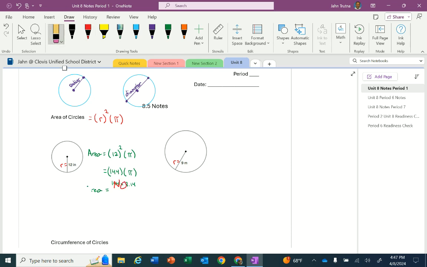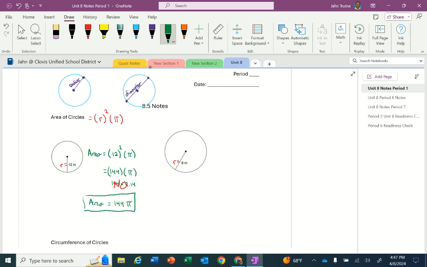So what's the area? How do we write the area? It's simple. You write the area with the symbol pi in your answer. You would say the area of the circle is 144 pi. Don't multiply it out.